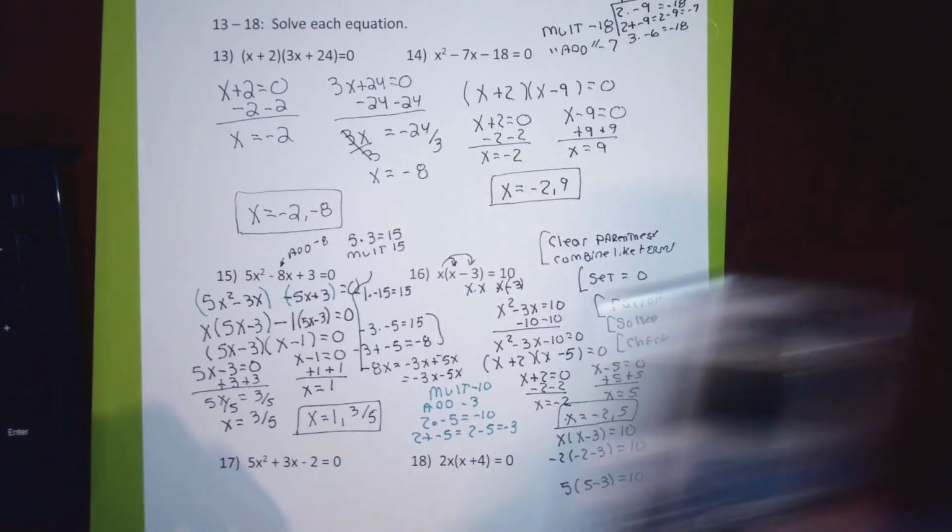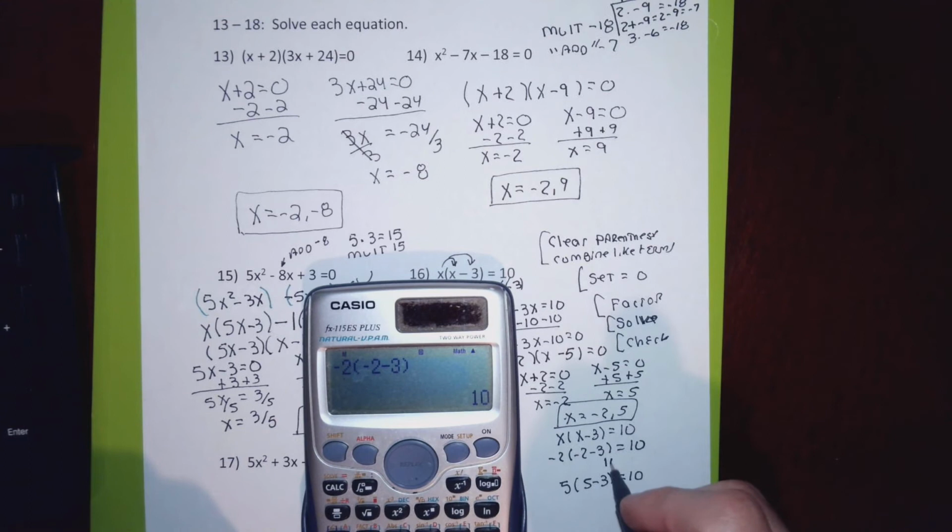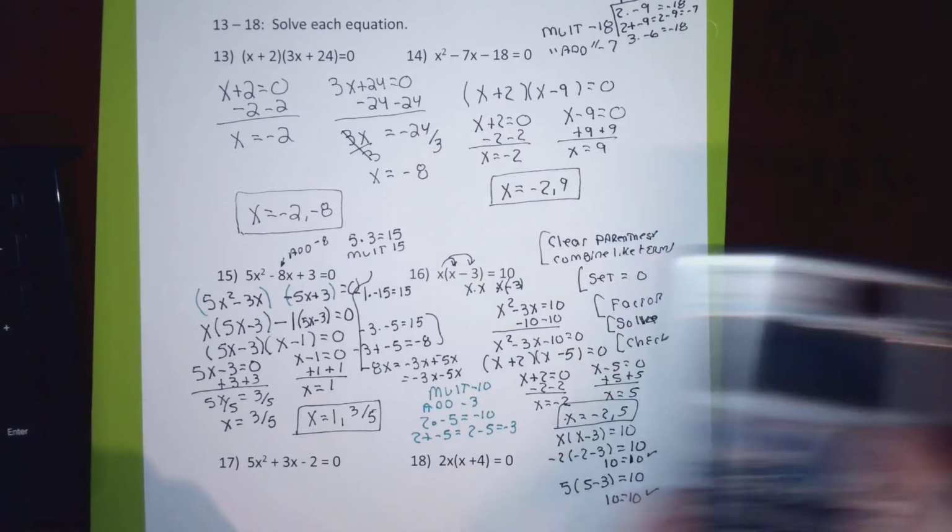I like the calculator check if I'm going to take the time to check. So checking the negative 2, I'd go negative 2 times negative 2 minus 3. This gives me 10 equals to 10. I know that that's good. And checking the 5, I do 5 times 5 minus 3. That also gives me 10 equal to 10. So I've successfully checked these, even though I almost flew off the screen.